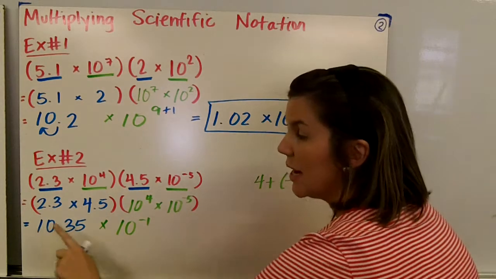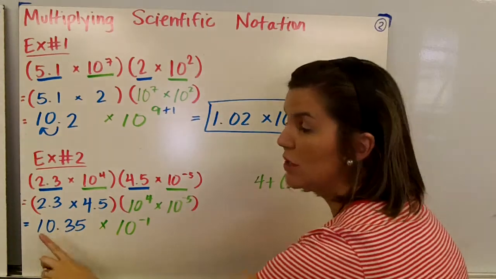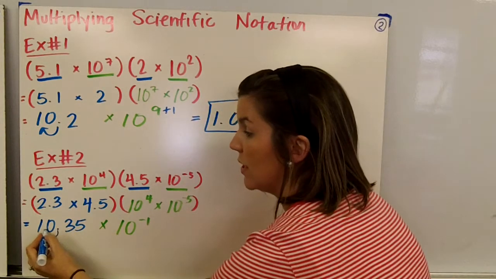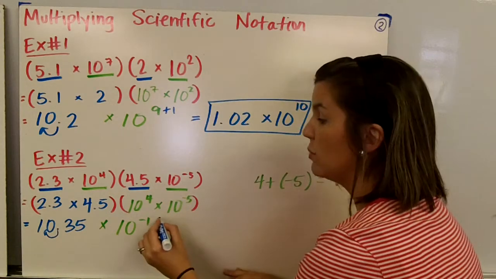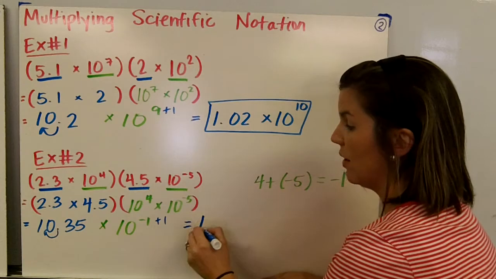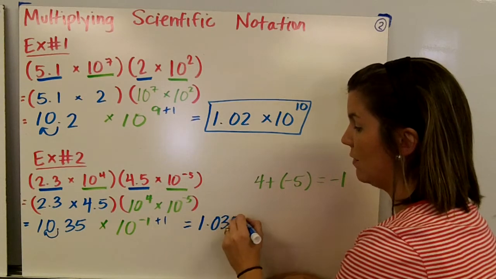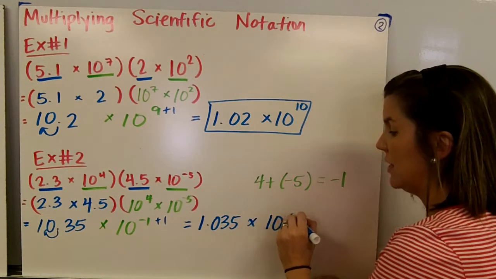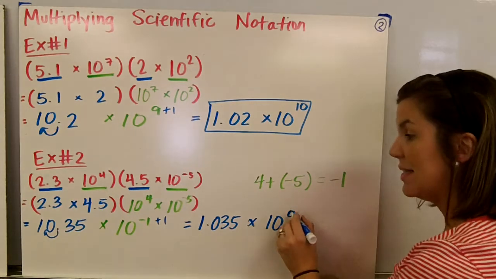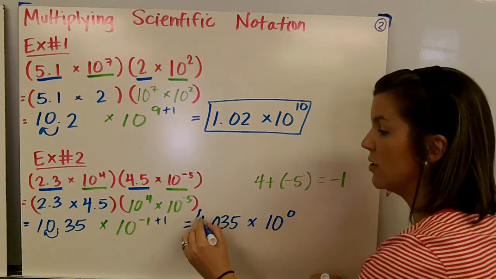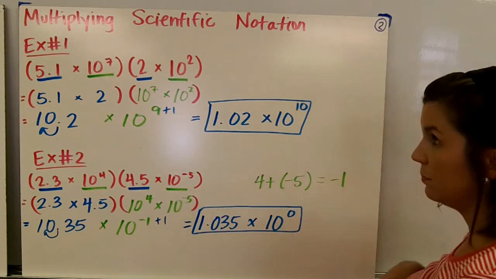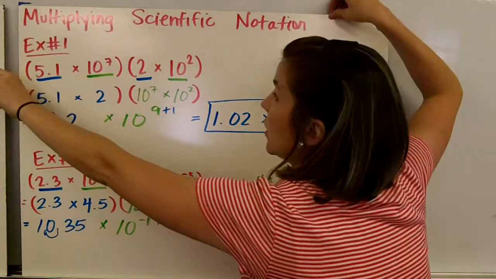Again, this number is not in scientific notation because we have 2 digits in front of the decimal and we need just 1. So we need to move 1 place to the left, which means our exponent gets bigger by 1. So now we have 1.035 times 10 to the 0 power. Negative 1 plus positive 1 is 0. This is our answer in scientific notation. And moving on.